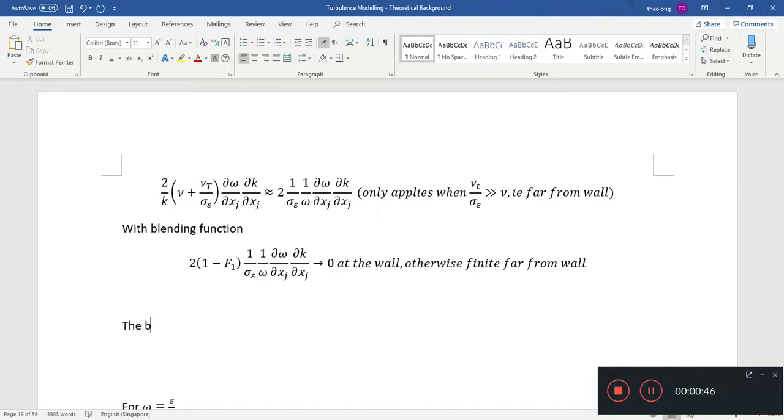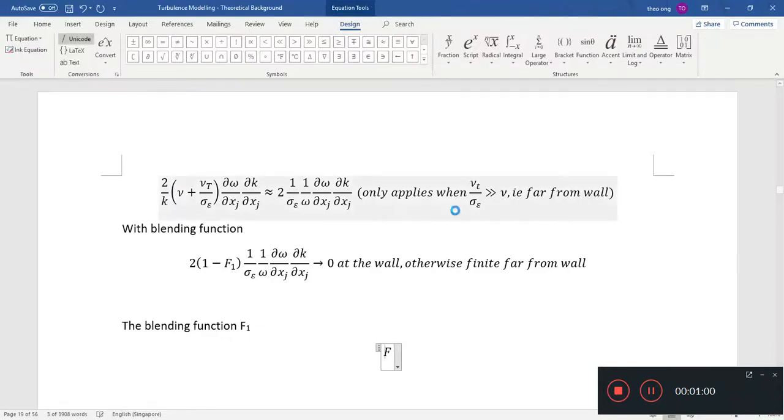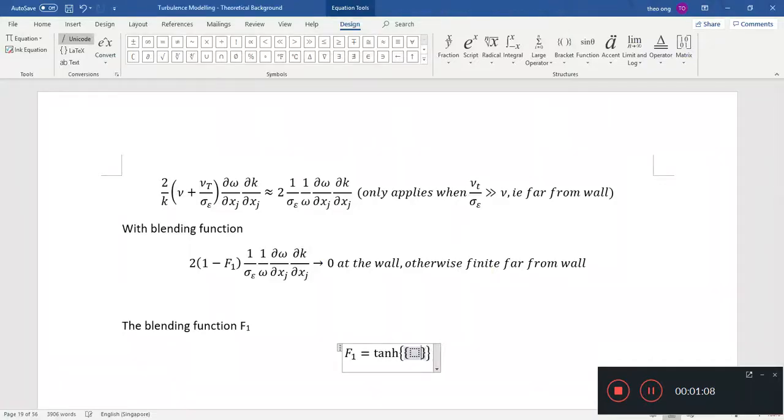The blending function, blending function F1. Alright, so this is from the kOmegaSST model on cfdonline.com. F1 equals the hyperbolic tangent, and then a curly brace outside. I'm just going to copy exactly another curly brace, and this one is to the power of 4.